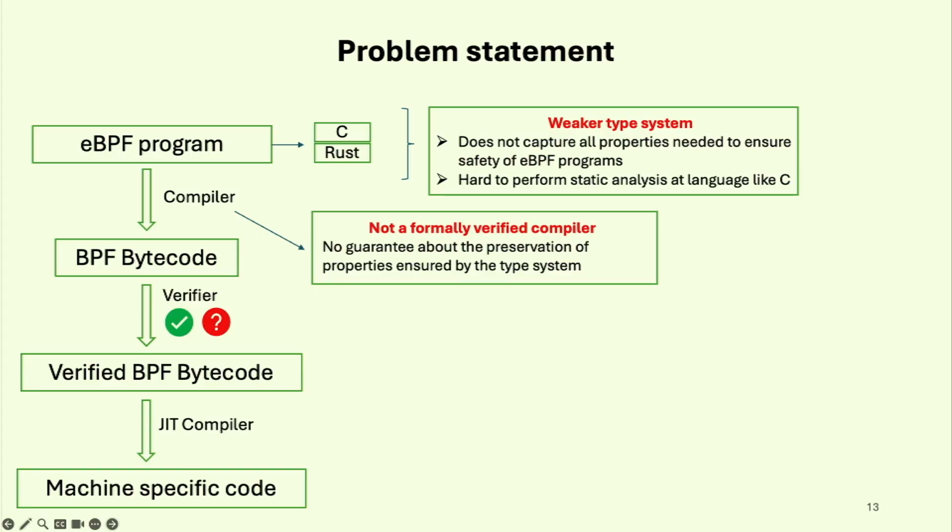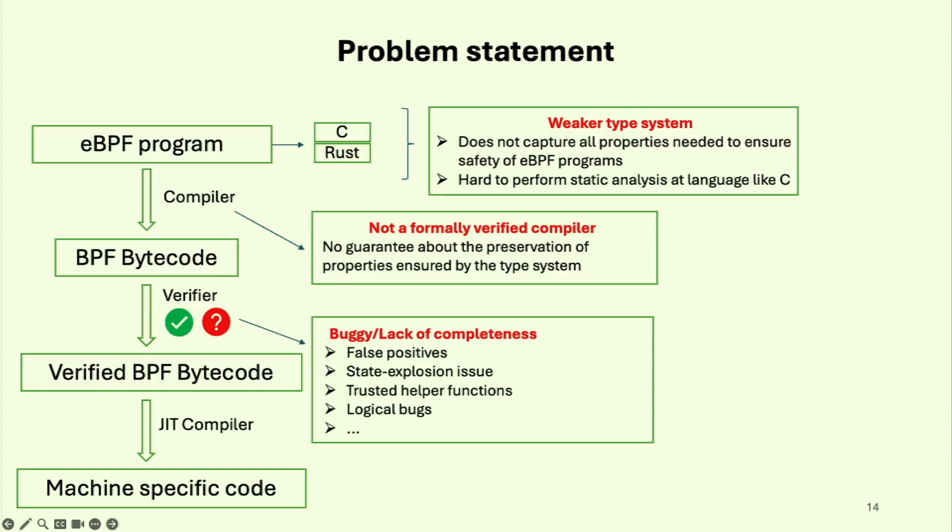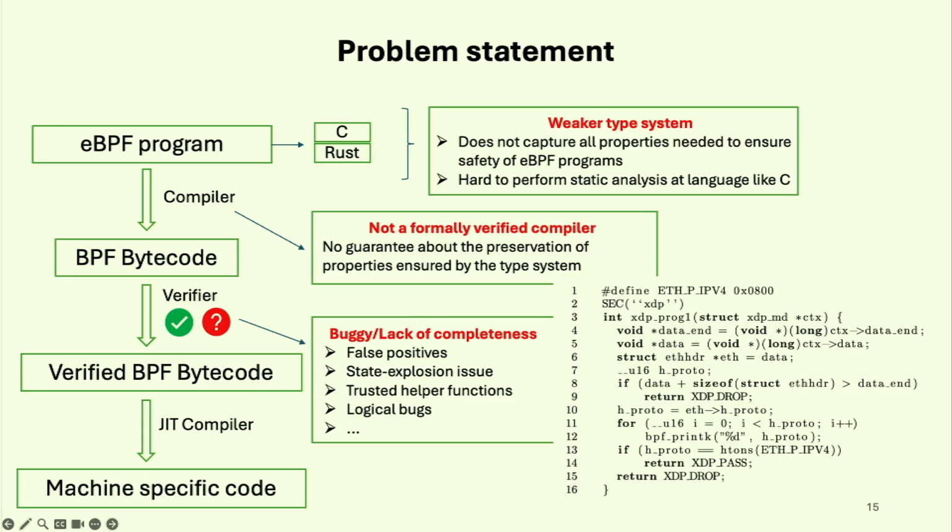So even if we use Rust, compile it, and produce the bytecode, at the bytecode level we need to use the verifier again, and the verifier has shortcomings like false positives and state explosion issues. So this is a simple program. It does not represent a real bug in the verifier, but it is a limitation in the eBPF verifier. If we look at lines 11 and 12, there is a for loop that starts from 0 and goes till h_proto. If we look at line 7, we know that the type of h_proto is unsigned 16.